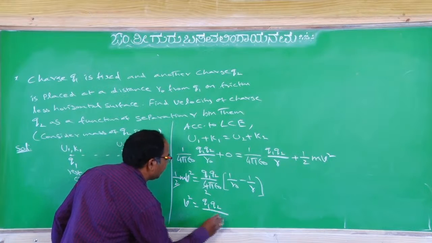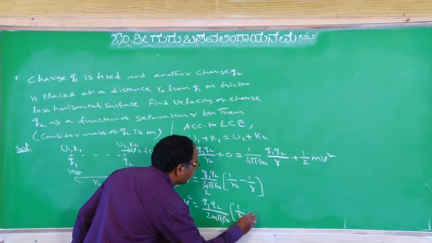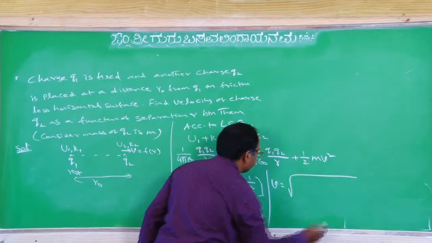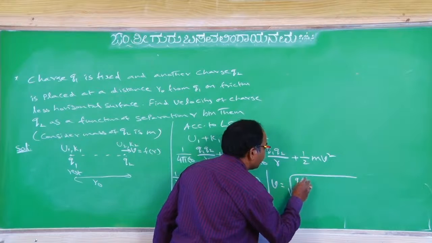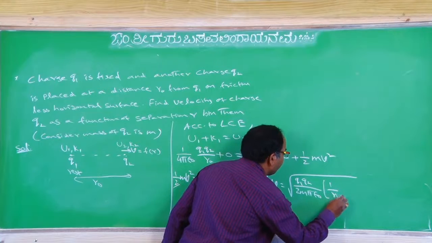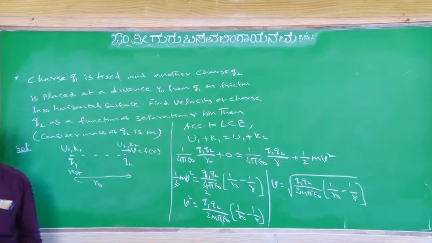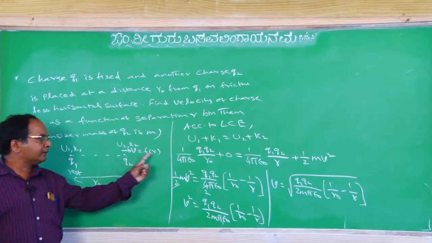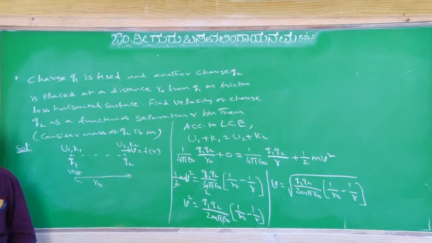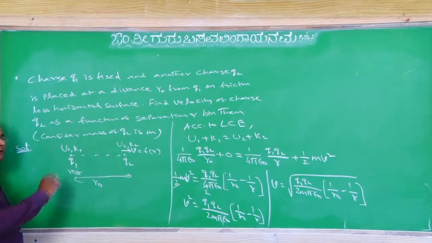So v square is equal to Q1 Q2 divided by 2 m pi epsilon naught into (1 by r naught minus 1 by r). So v is equal to the root over Q1 Q2 by 2 m pi epsilon naught into (1 by r naught minus 1 by r). Is this a positive value or a negative value? Positive. Why? This r is greater than r naught, so automatically that will become positive.